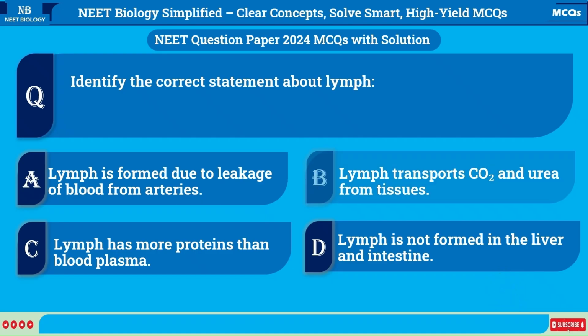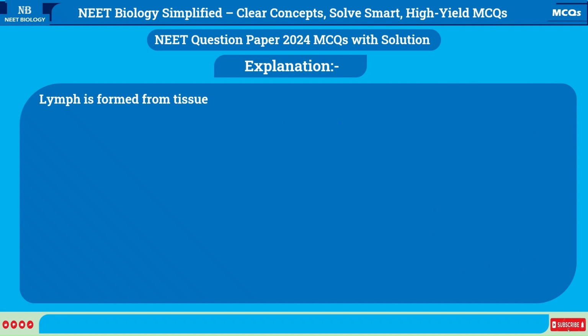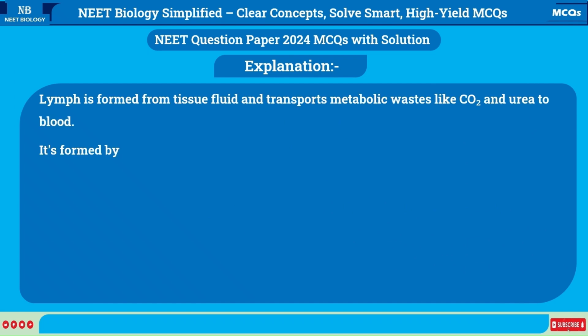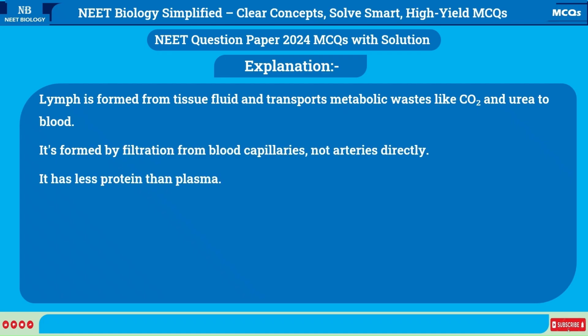Correct answer is B. Lymph transports carbon dioxide and urea from tissues. Explanation. Lymph is formed from tissue fluid and transports metabolic wastes like CO2 and urea to blood. It's formed by filtration from blood capillaries, not arteries directly. It has less protein than plasma. It is formed in all tissues, including liver and intestine.